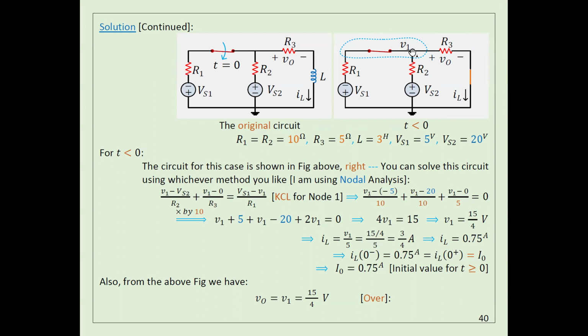Once you find V1 here, it's easy to find the current here, because that's what I'm looking for. The current is V1 minus 0 divided by R3. So here you can see I found V1 is 15 divided by 4. Then, in order to calculate the current of the inductor, it's V1 divided by 5. I calculated it and found it is 0.75.